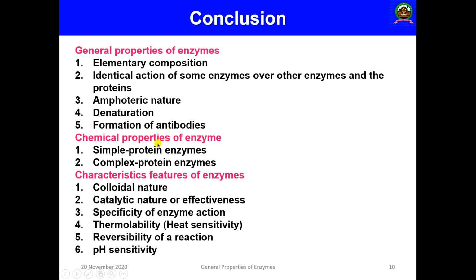Then what is the chemical nature of the enzymes? Based on the chemical nature, they are simple proteins, having only simple basic amino acid units, or complex proteins, which have both a protein part and a non-protein part. The protein part is known as the apoenzyme. The non-protein part is known as the coenzyme or the prosthetic group, and the complete part is known as the holoenzyme.